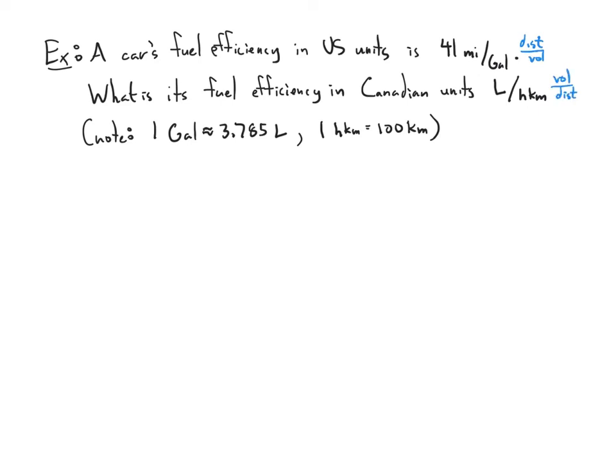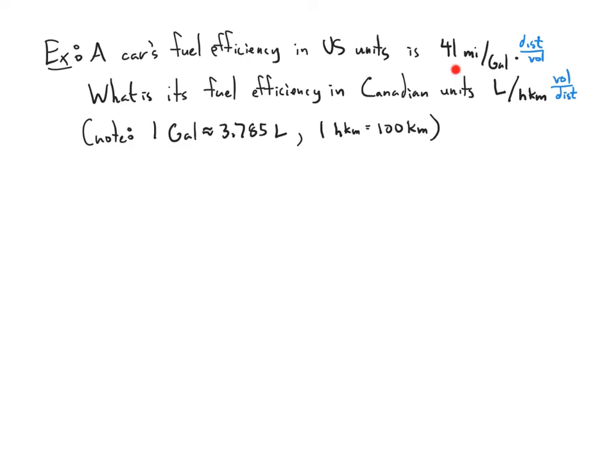So we're going to have to flip our unit in the first one to make it a volume over distance unit, which is what we're looking for. We're given that the fuel efficiency of a car we're looking at is 41 miles per gallon. We want to compare it to some other cars which we have measurements in liters per hectokilometers, or you might see it as liters per 100 kilometers. So we need to convert miles per gallon to liters per 100 kilometers. Maybe I'll let you try this. Pause the video now and see if you can come up with the answer.